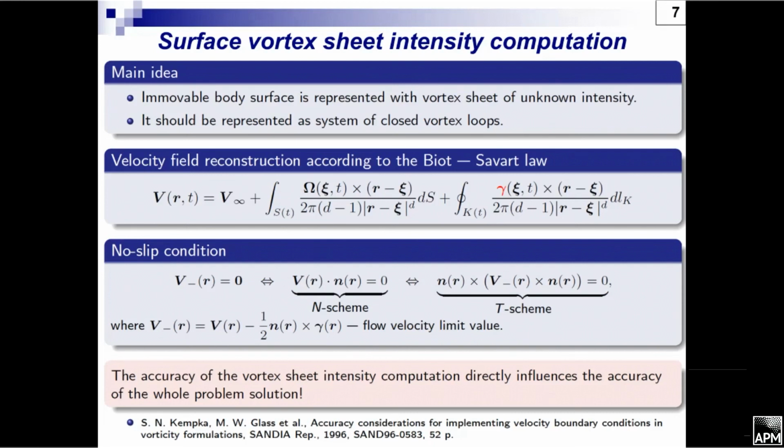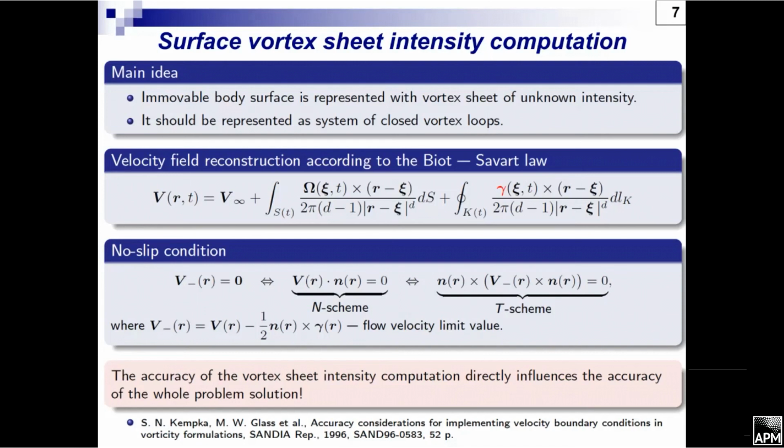Okay, I'll skip this slide. The idea is that we should satisfy the no-slip boundary condition. And again, as in two-dimensional problems, we can consider the first approach by projecting this equation onto the normal direction. The second approach is connected with projecting it onto the tangent plane. In three dimensions, it will be a tangent plane.